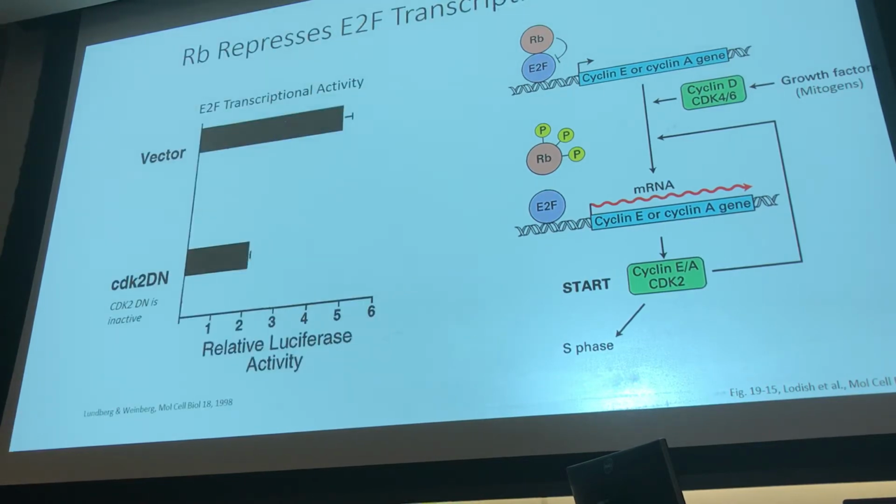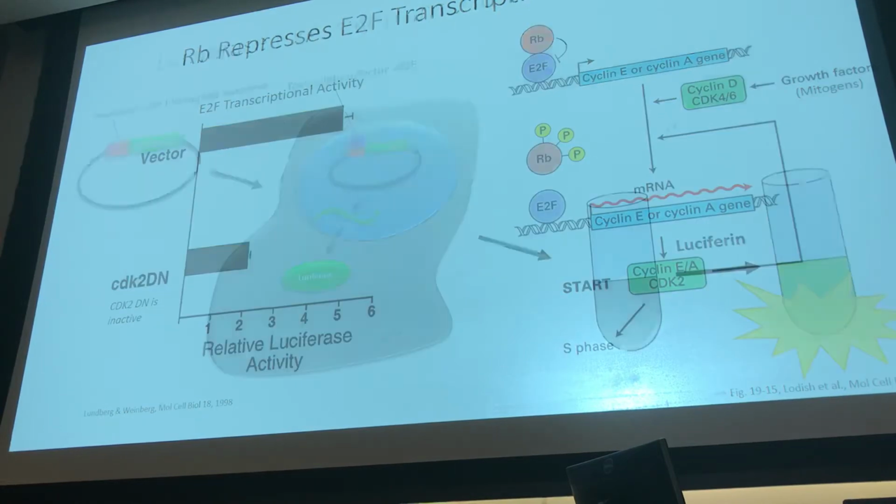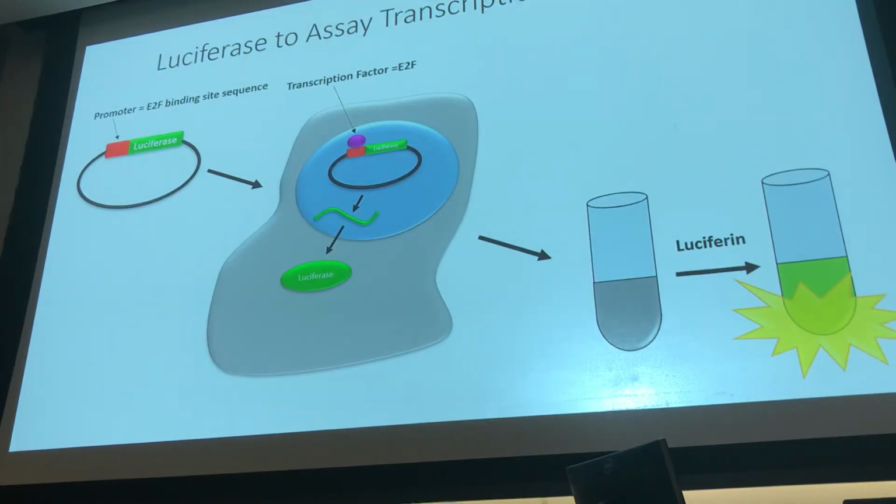All right, now we talked about the luciferase assay last time. Just to remind you the way this works, is you take a promoter of interest. So let's say you're interested in looking at the cyclin E promoter, seeing if that cyclin E gene is turned on. You take the promoter for cyclin E, you fuse it to a gene called luciferase. You put that plasmid into cells.